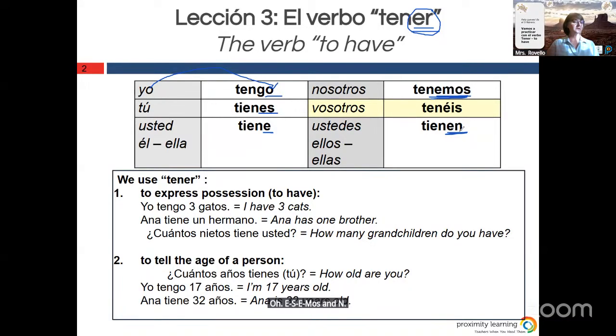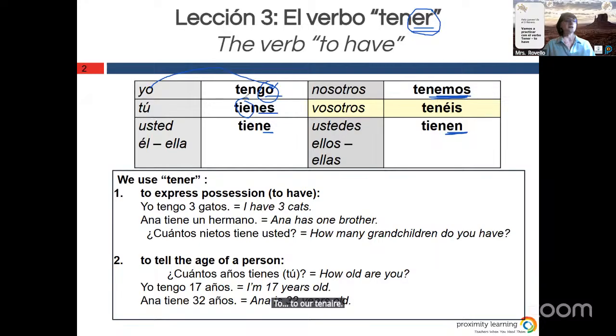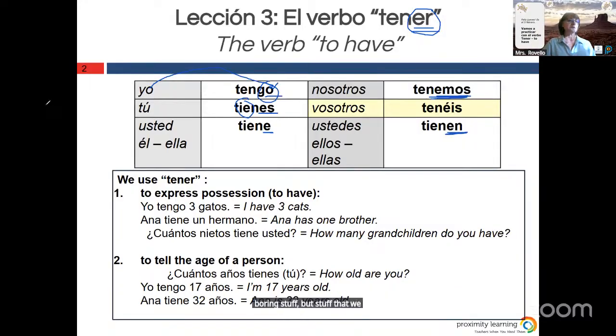We're going to practice these all the rest of the school year. But tener happens to be a goofy one because it's a go verb and we have stem changing and all kinds of things. So we have to really, really pay attention to our tener. Okay, clase? Everybody with me so far? Give me a thumbs up. Boring stuff, but stuff that we have to pay attention to. Otherwise, we're going to be all wrong. We don't want to be all wrong. Okay. All right. So let's go on.